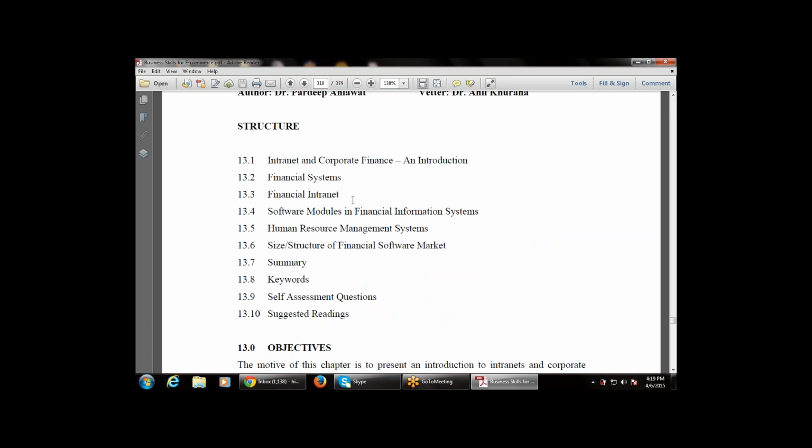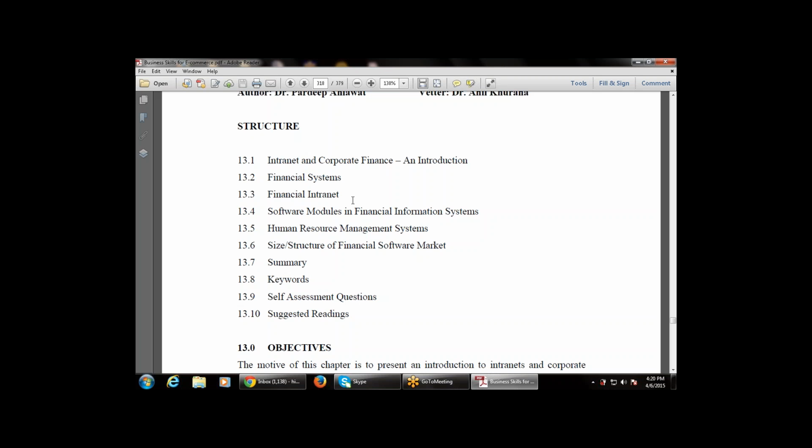Then what software modules are available in the financial information system, that is, what software tools are available. Then the human resource management system, that is HRMS. Then the structure of the financial software market, that is, what the structure and size of the financial software market are. Then there is a summary, keywords, self-assessment questions, and suggested reading. So these are the 10 topics available in this chapter.